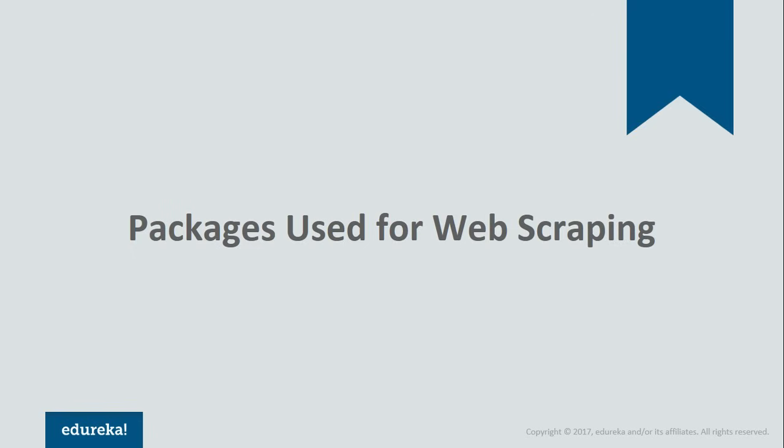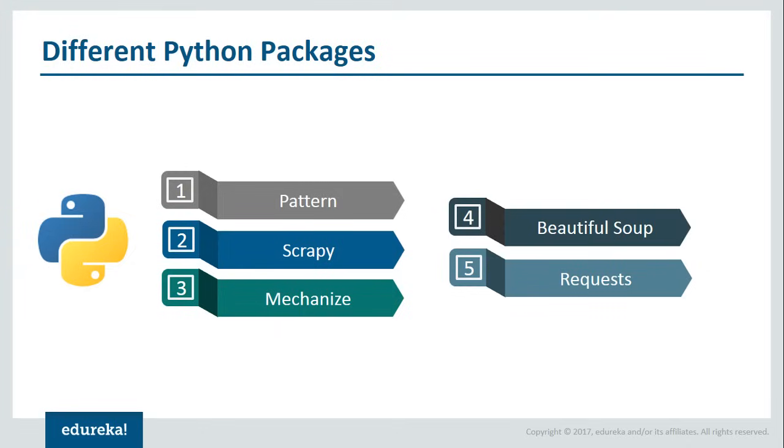Now let us see what are the different packages that are used for web scraping. Although I would recommend Python because a lot of people use it for web scraping. The good part about Python is that it has libraries for everything. This is why it is the go-to language for many developers. As you can see here, there are a lot of libraries which are used for web scraping such as Pattern, Scrapy, Mechanize, Beautifulsoup and Request.